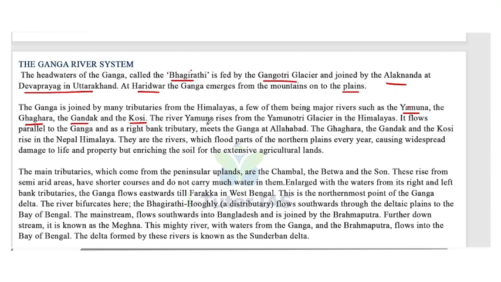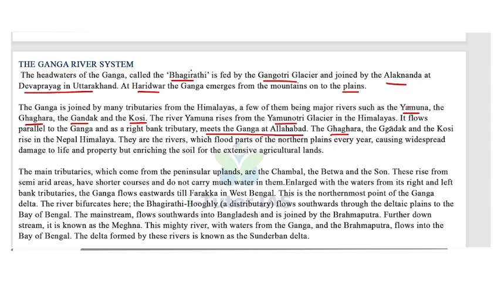The river Yamuna rises from the Yamunotri glacier in the Himalayas. It flows parallel to Ganga as a right bank tributary, and finally it meets the Ganga at Allahabad.